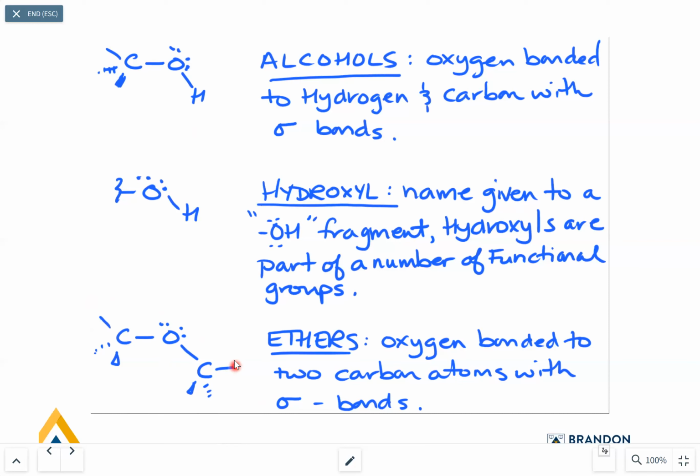Ethers are relatively unreactive. So in organic, we see that these are often used as solvents too. So carbon, oxygen, carbon is an ether. Carbon, oxygen, hydrogen is an alcohol.